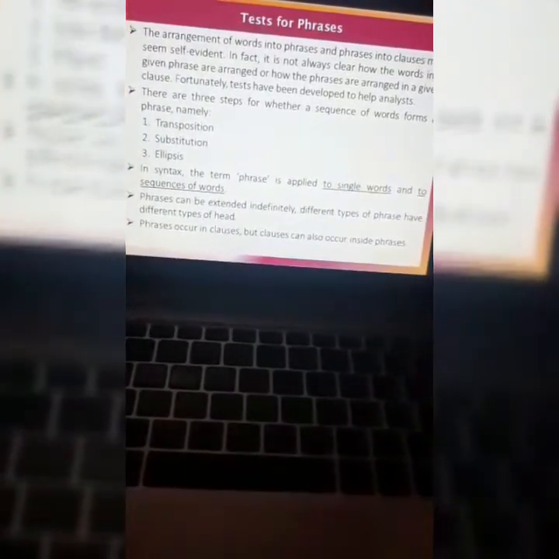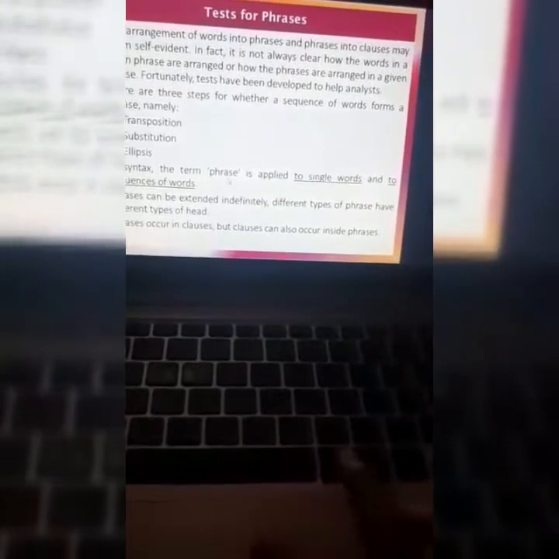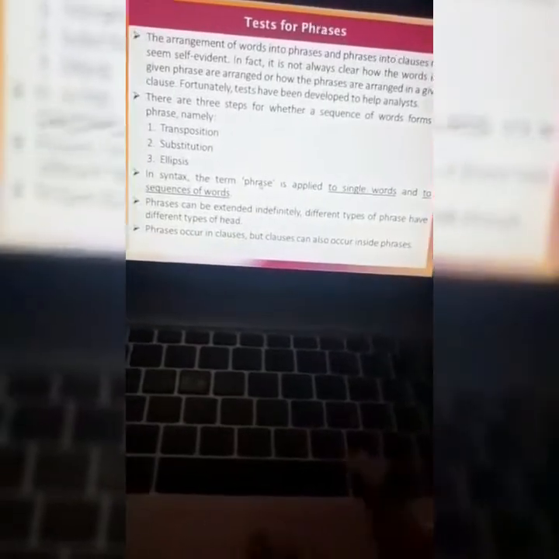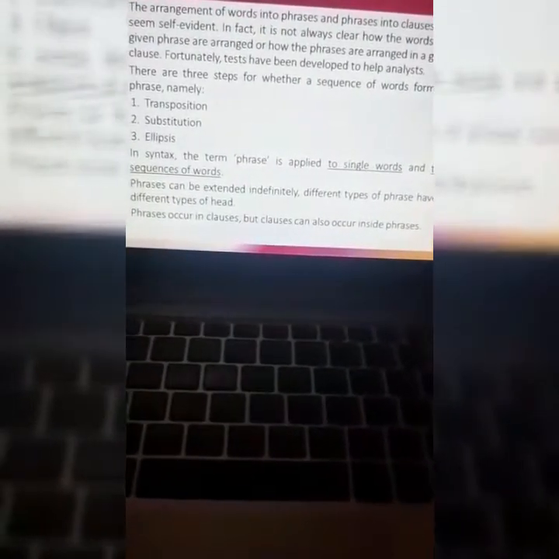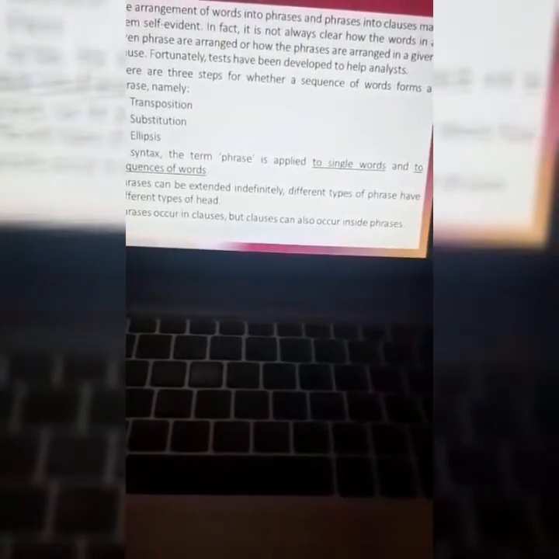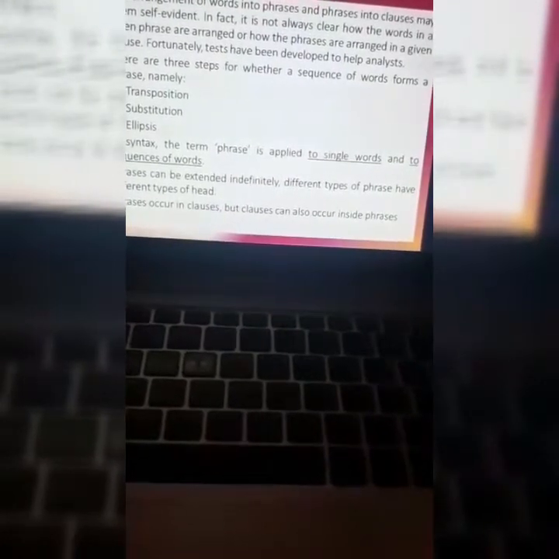Padahal kalau dipikirkan frase itu kumpulan kata ya. Meskipun hanya satu kata, katanya dalam single word atau sequences of words disebut frase. Biasanya frase dalam kumpulan kata ditambah kata. Tapi kalau sudah masuk kalimat, meskipun satu kata sudah dianggap frase, itu harus kalian catat. Phrases can be extended indefinitely. Different types of phrase have different types of head. Seperti yang Miss bilang kemarin ya. Kalau head di dalam frase tergantung jenis frasenya itu sendiri. Tapi kalau head sudah masuk kalimat, dia pasti headnya adalah kata kerja. Phrases occur in clauses, but clauses can also occur inside phrases.